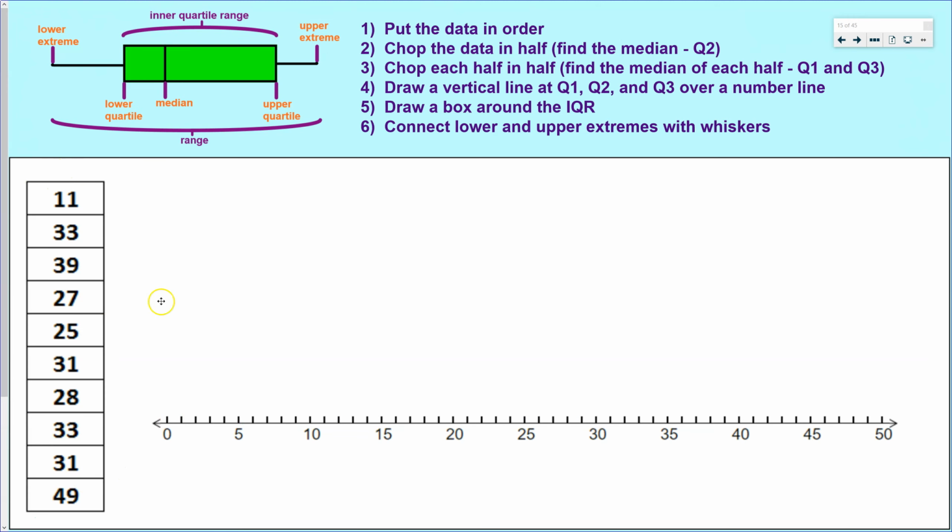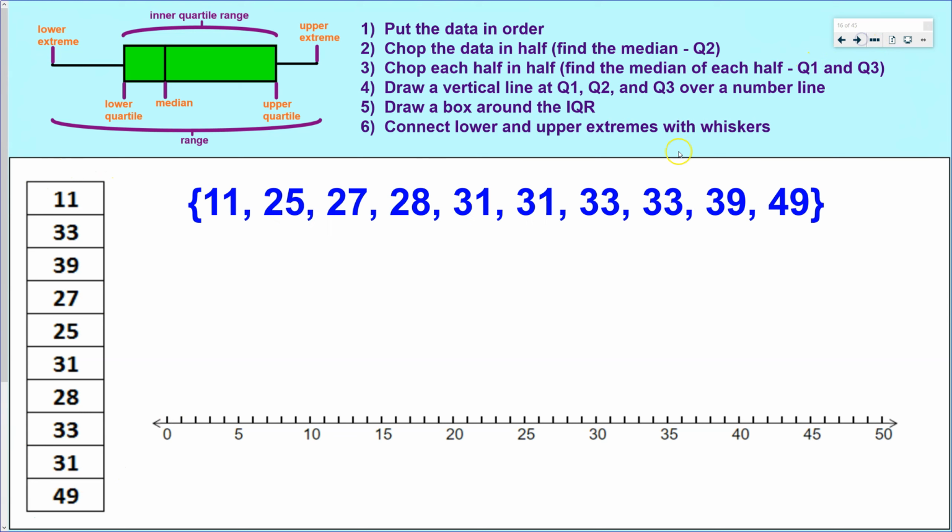Right here, I've got a data set. The first thing I want to do is put that data set in order. That way I can chop it in half and go find the median. In this case, it was an even number of data points, so I have to take the average of the middle 2 values. They're both 31, so if you add 31 plus 31 and divide by 2, you get 31. So our median, our Q2, is 31. Our center line is going to be 31.